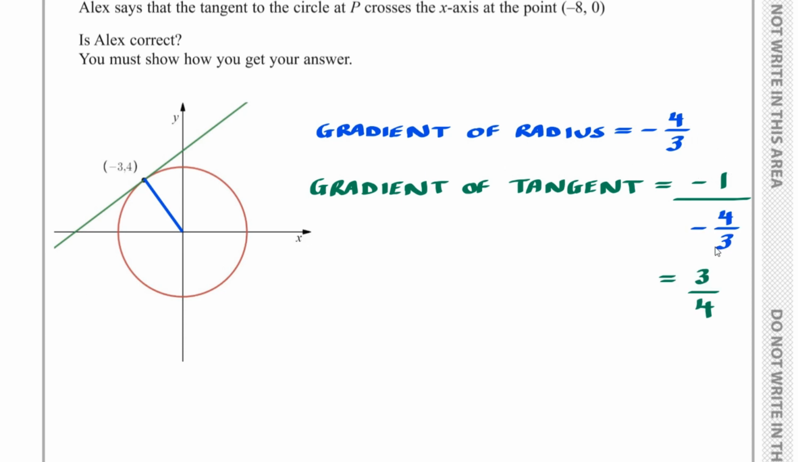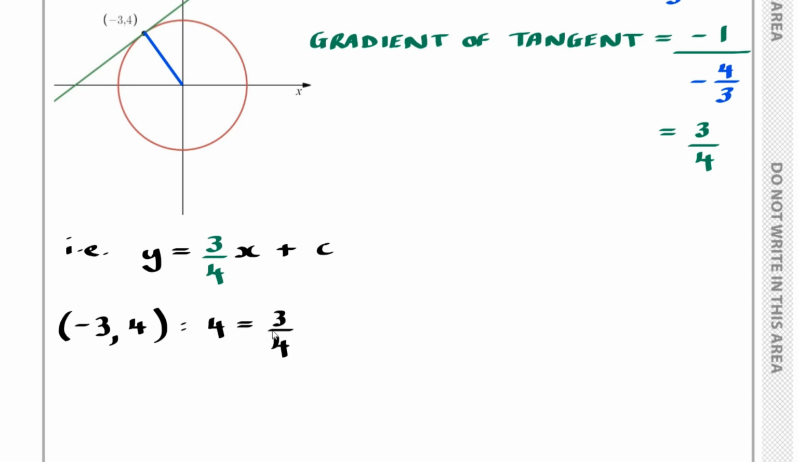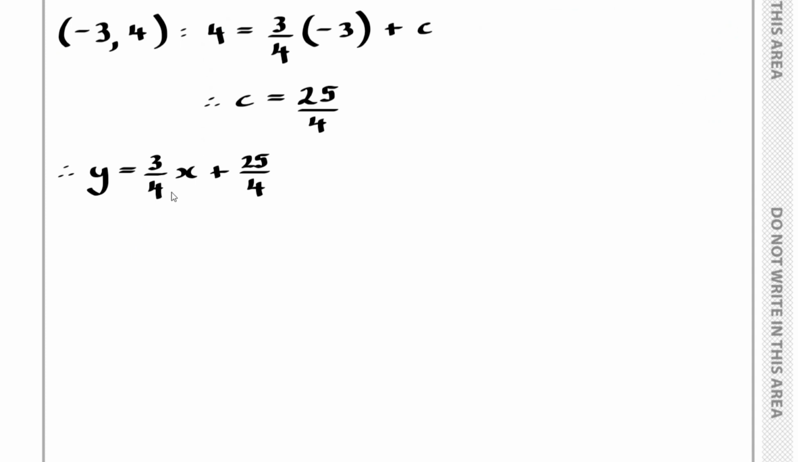Now that I know the gradient of the tangent, I can find the equation of the straight line using y equals mx plus c. So I've got y equals 3 over 4 x plus c as my equation of the straight line. Now if I use this point of negative 3, 4, I can find out what c is. So I've got 4 equals 3 quarters times negative 3 plus c, which means c is equal to 25 over 4, which means my straight line is given by y equals 3 over 4 x plus 25 over 4.